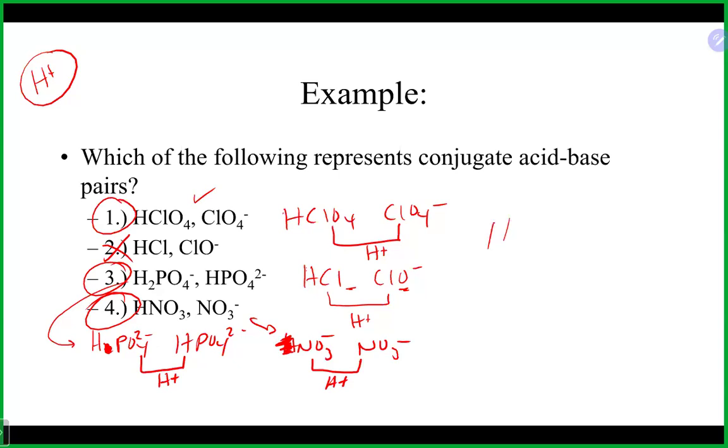How about this one? H2SO4 and SO4 2 minus. Are those guys pairs?